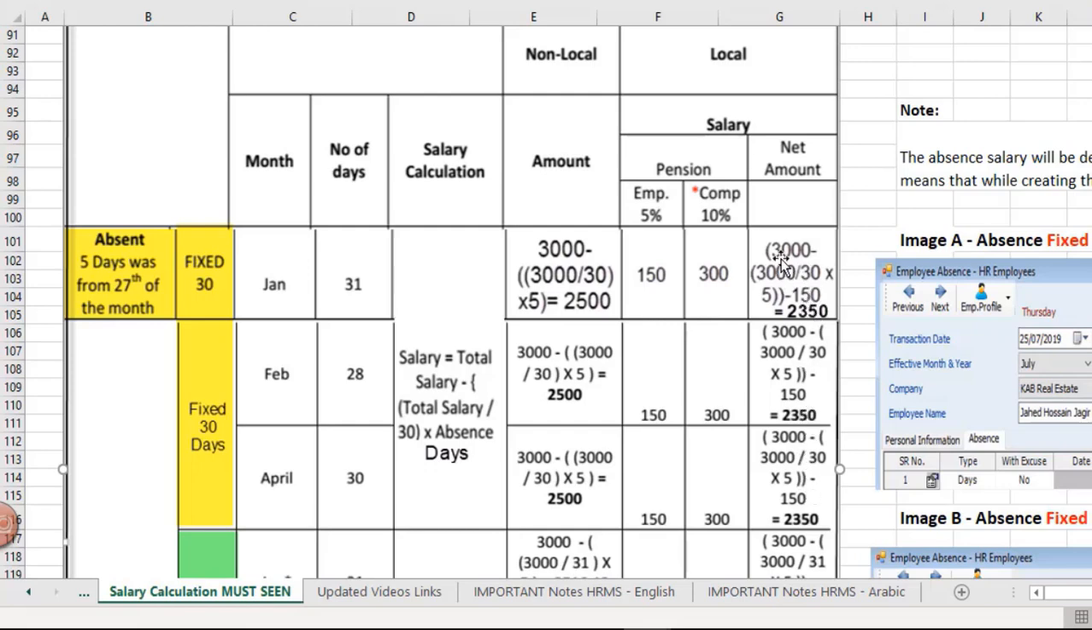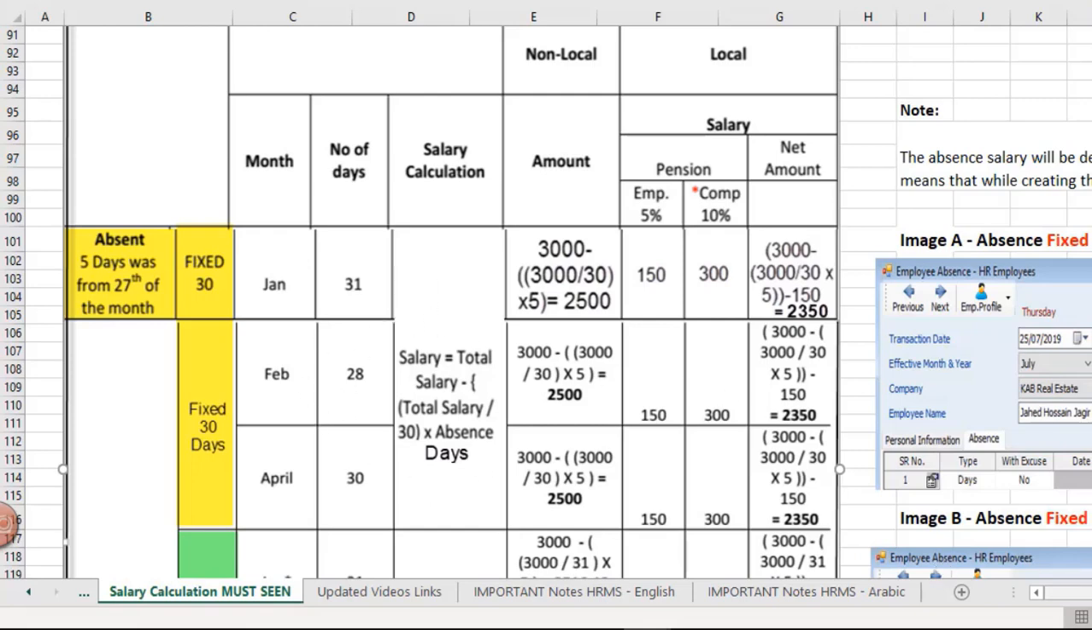So in case the company policy depends on the fixed 30 days, whatever month the employee wants to take an absence on, it will all be calculated the same. As you can see here, sometimes the employee might benefit from this feature, that it's all considered the same since it's fixed 30 days. So it can be considered as an advantage for the employee, of course, based on the company policy. So this is how it's calculated.